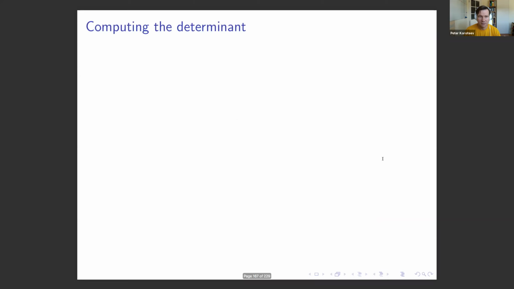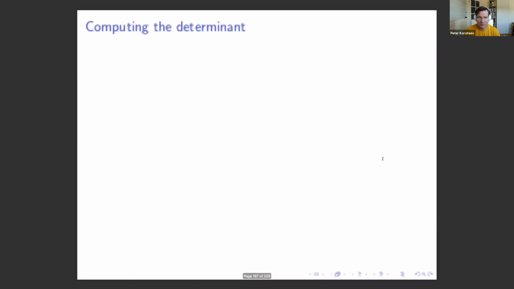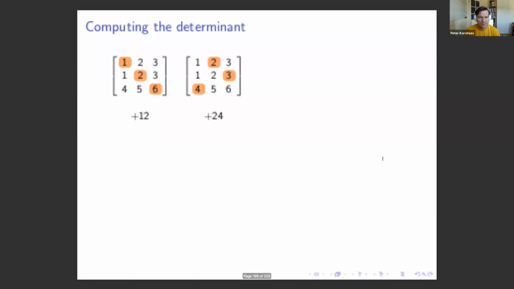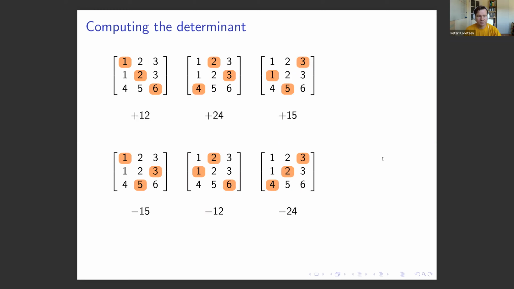Okay, so we talked about this before. This matrix's determinant is equal to 0, right? Because we can subtract the first column from the second, and we'll have a row of zeros. So let's see how it adds up. We use the formula, same way as we did before. And yes, there's a direct cancellation. There's a plus 12 minus 12, plus 24 minus 24, plus 15 minus 15, and everything cancels off.